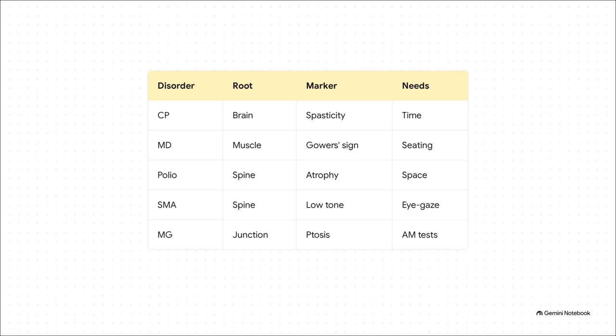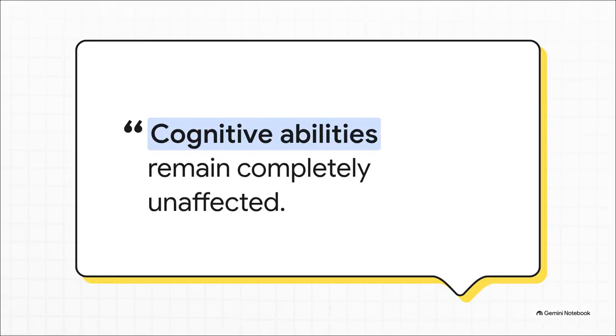Spinal muscular atrophy also damages those spinal motor neurons, resulting in severe low tone, and is supported beautifully by eye gaze technology. And finally, myasthenia gravis attacks the neuromuscular junction, shows up as drooping eyelids, and is best accommodated by morning testing schedules when energy is at its absolute highest. Cognitive abilities remain completely unaffected.